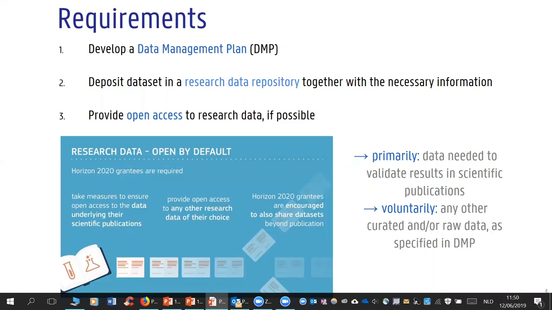This data pilot is primarily about data that is needed to validate results in scientific publications. But of course, if your data is very useful or very special, you can also include other data sets or your raw data, for example. You can then specify which data sets you will include in your data management plan. So DMP is data management plan. It's a long word.